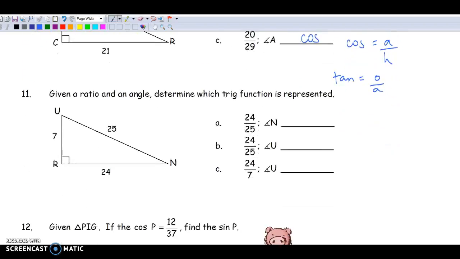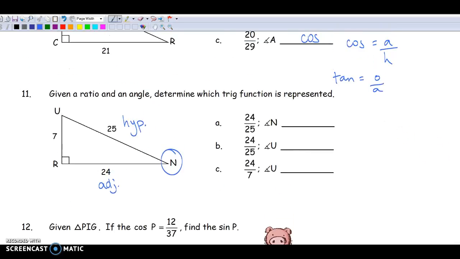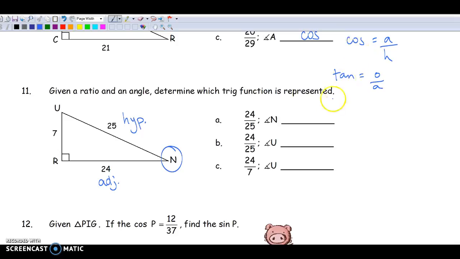And then we got this guy. Determine which trig function is represented. Same as kind of the one above. We've got angle N. We've got 24 over 25. 24 is the adjacent side. 25 is the hypotenuse. So we're looking at adjacent over hypotenuse. That's going to be cosine.